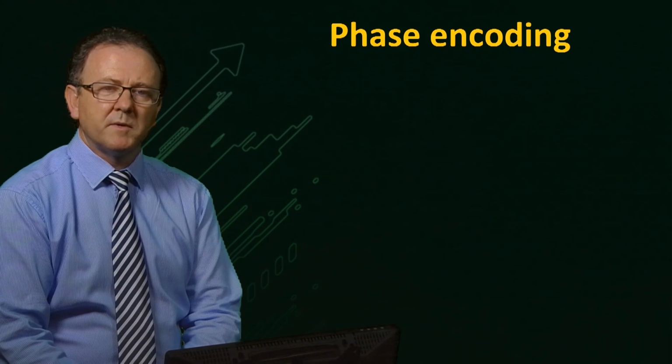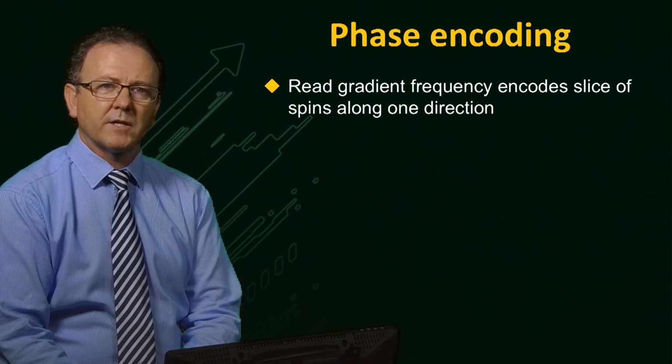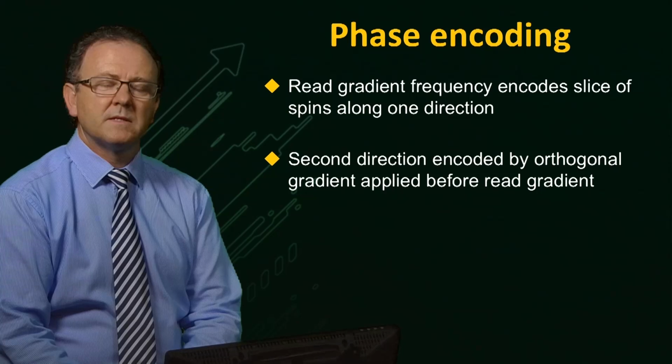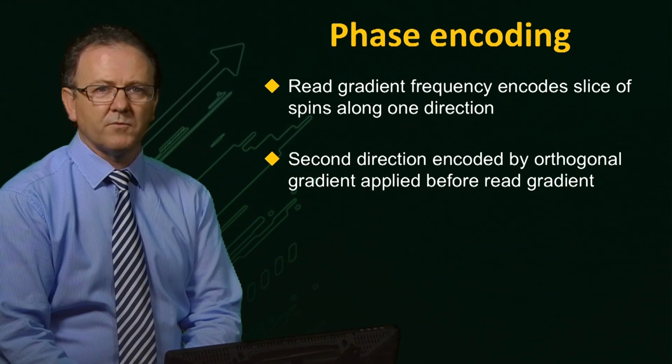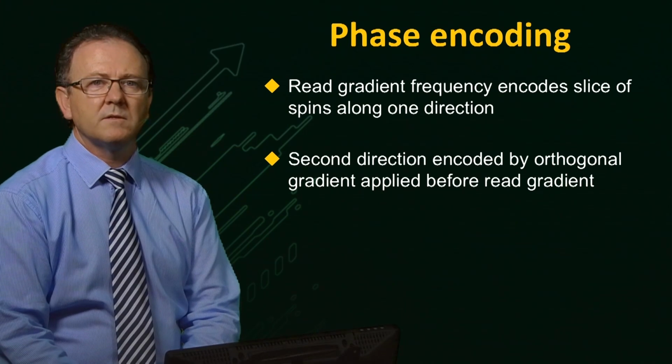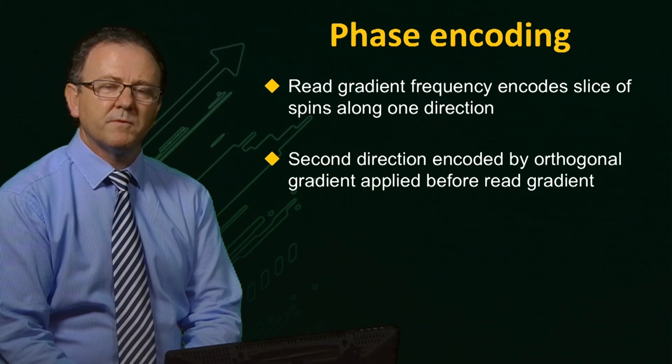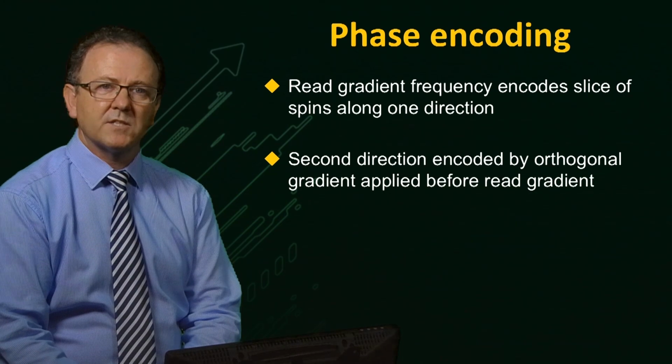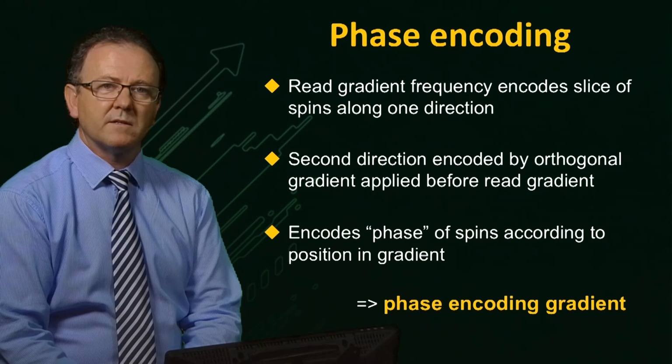We have encoded the spins along one direction with the read gradient. The orthogonal direction can be spatially encoded by applying a gradient in that direction before the read gradient. This second gradient will also encode the frequency of the spins along its direction, but this time the encoding is performed before the signal is detected and alters the so-called phase of the spin vectors as a function of their position along that gradient direction. This gradient is therefore known as the phase encoding gradient.